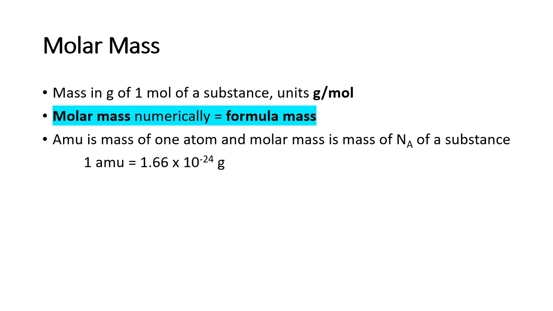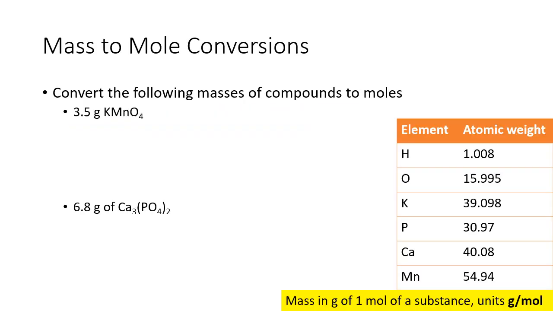So what is the relationship between AMU and grams? AMU is the mass of 1 atom, and molar mass is the mass of Avogadro's number of a substance. So 1 AMU is equal to 1.66 times 10 to the negative 24th grams, which is super tiny. All right, so in order to convert from mass to moles, we need to use the molar mass. And in order to do that, we have to add up the mass of each of the elements in the substance. So let's do this for potassium permanganate.